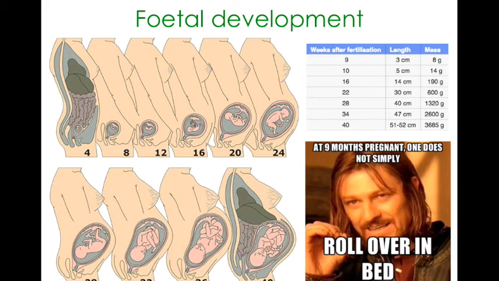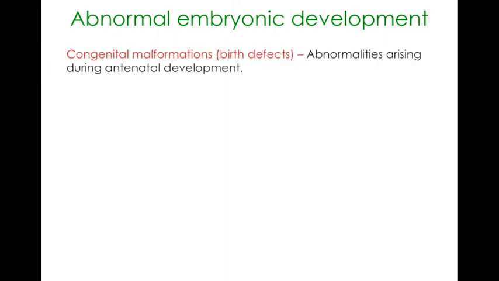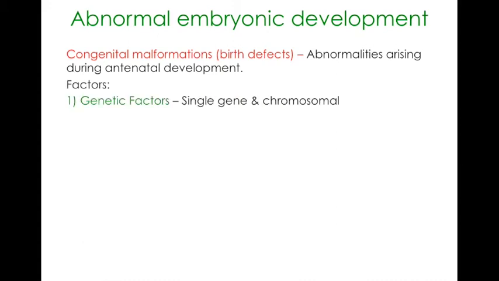Okay. Now let's look at abnormal embryonic development. As I said before, abnormalities that occur during that stage are called congenital malformations. Basically another word for birth defects. There are a few reasons why this can occur. The first one, probably one of the biggest, is the genetic factor. Single gene and chromosomal factors will contribute to abnormalities occurring inside a baby.